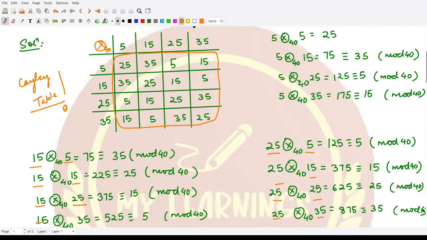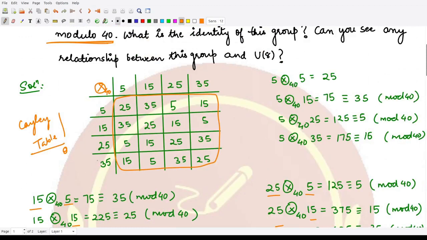Now what about the identity? Taking multiplication modulo 40 with which of the numbers here would give you back the same number? We obtain 5 here for 5 with 25. We obtain 15 for 15 with 25. We obtain 25 from 25 with 25, and we obtain 35 from 35 with 25. So clearly you see 25 acts as your identity.